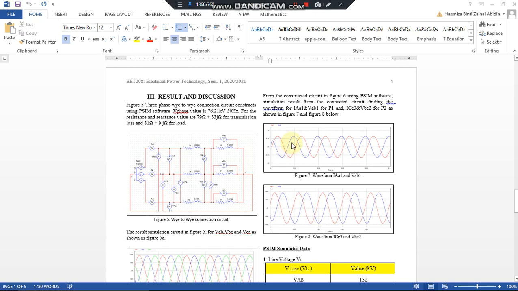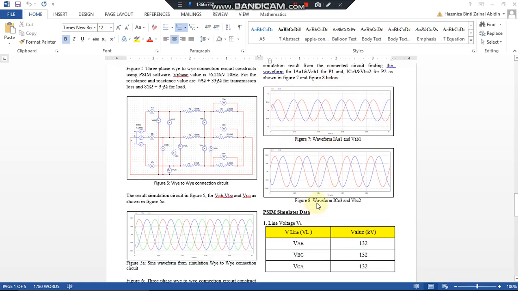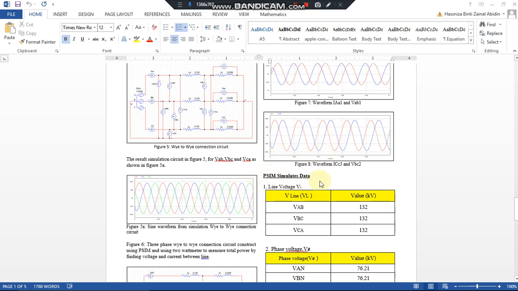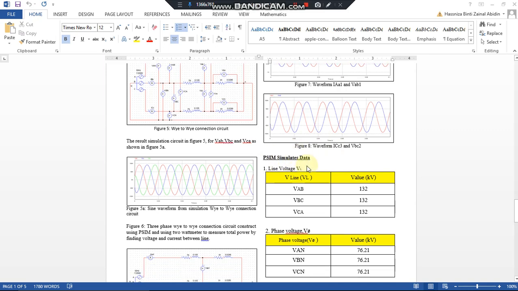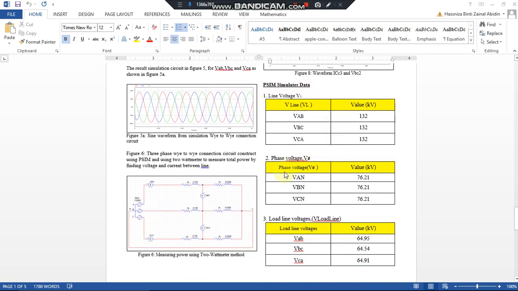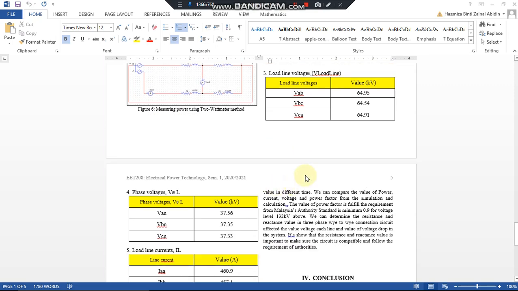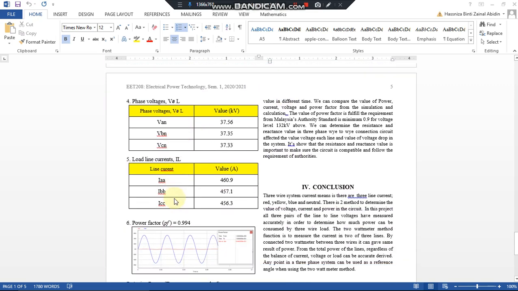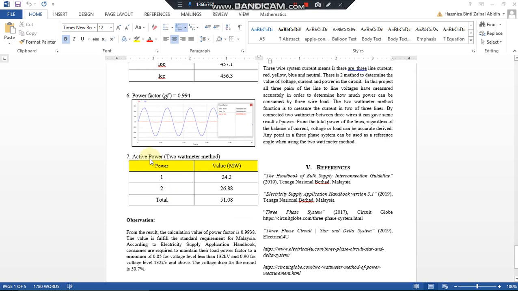From the constructed circuit in figure 6, we find the waveform of IA and VAB for P1, and in figure 8, we find the waveform of IC and VBC for P2. From the PSIM simulation, we can get the data for line voltage, phase voltage, load line voltage, load phase voltage, line current, power factor, and active power using the 2 wattmeter method.